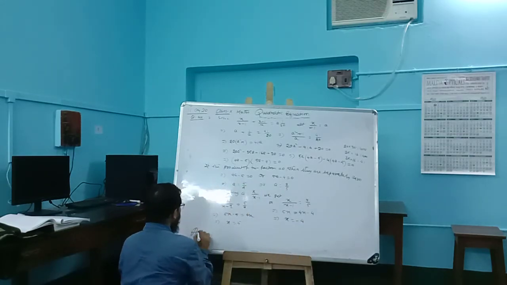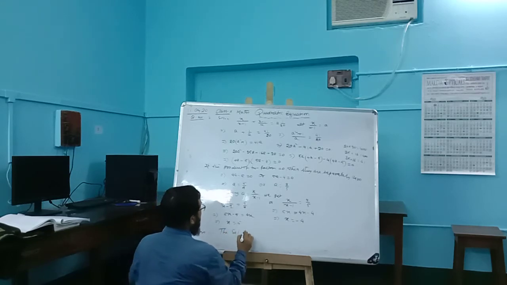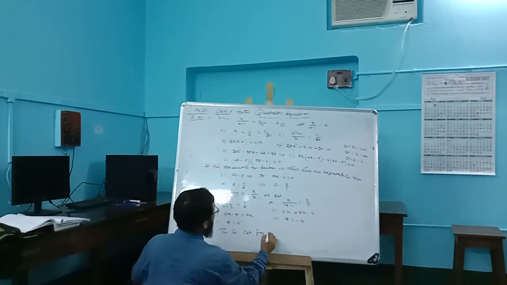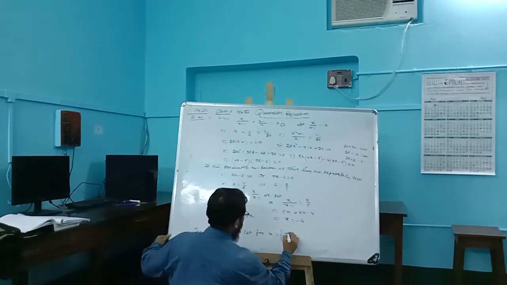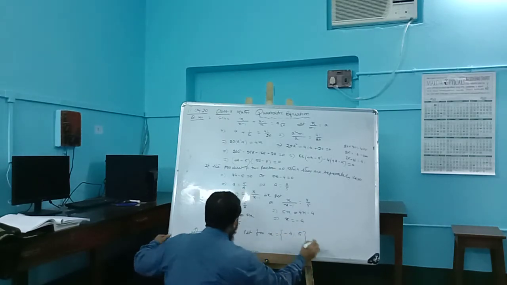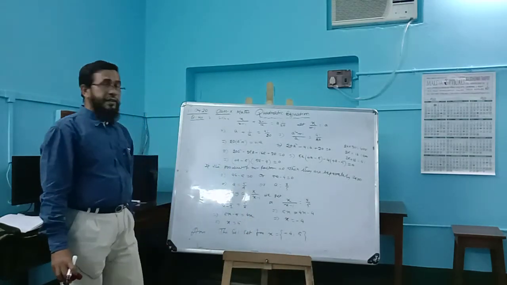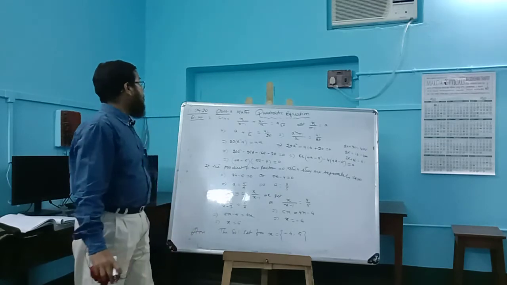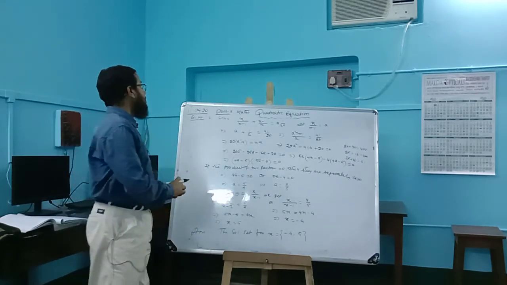Answer: the solution set for x is {−4, 5}. This is a very important type of question. Three questions were solved. Next, another type.